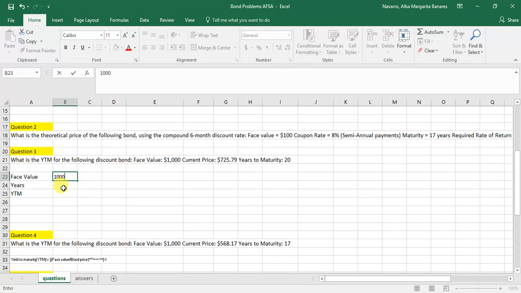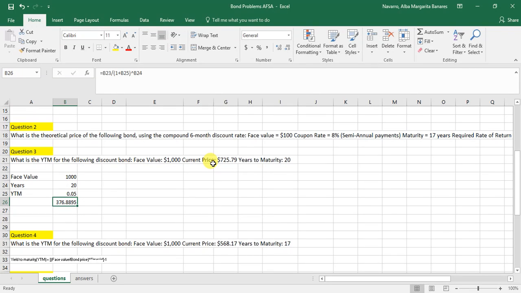So our face value is $1,000. We have 20 years to maturity, and this is what we're trying to solve for. But since we don't know it, I'm just going to put in an arbitrary value. I like to use 5%. And then let's find the present value of the $1,000. So we go 1,000 divided by 1 plus our YTM. We don't need to lock it since we're not going to copy the formula in, to the power of 20.